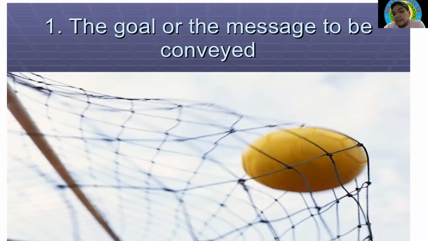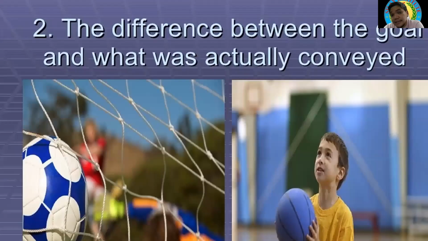The message must have a sense, or sensibility, or sensical thoughts, in order for the receiver or the audience to give a certain feedback, because the goal or the message must be conveyed. That's one goal of cybernetics. The difference between the goal and what was actually conveyed are the things that they are trying to accomplish.